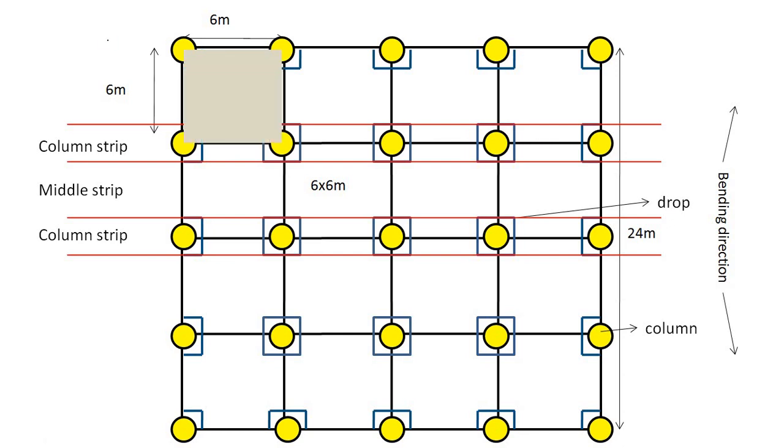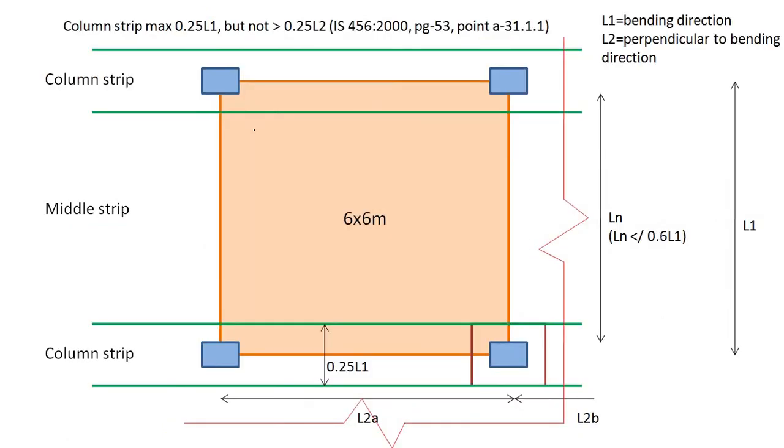Now let us take one slab of 6 by 6 meter. Here you can see the column strip and middle strip. Hope the column strip and middle strip are clear. This is the bending direction. L1 is the length in the bending direction, and L2 is perpendicular to the bending direction.